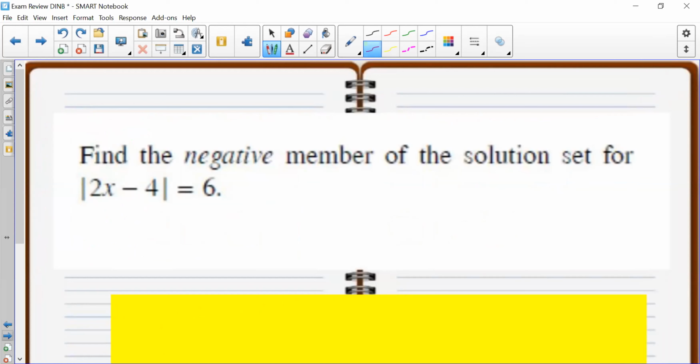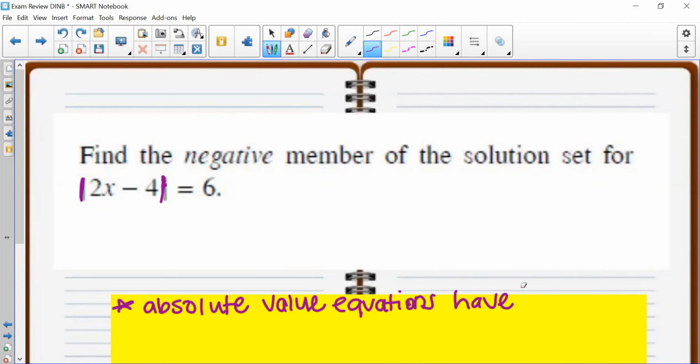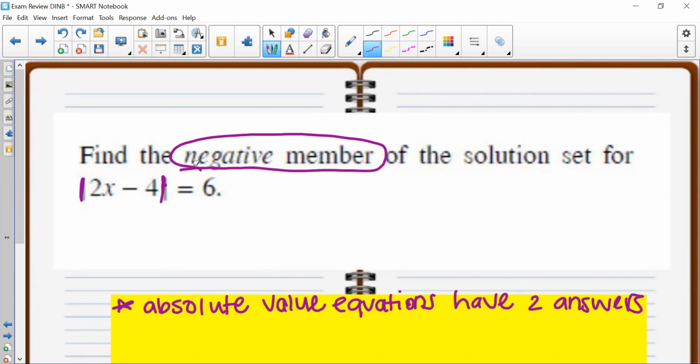So in this equation, it has absolute value bars. So remember when we solved absolute value equations, we get two answers. So absolute value equations have two answers. So that's the first thing that's important here. Now they are specifically asking for the negative, it says negative member. That just means the negative answer. So we'll find both the answers, and then they only wanted the negative one for this.